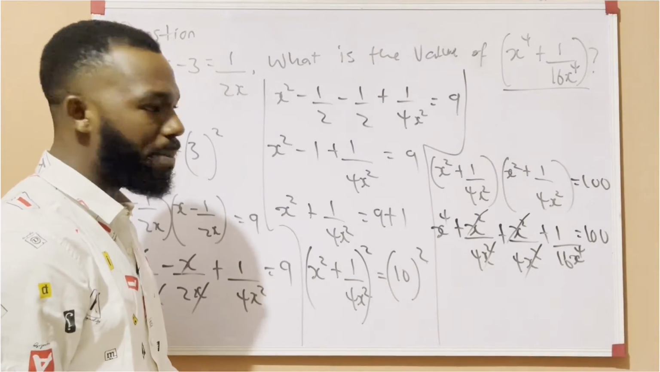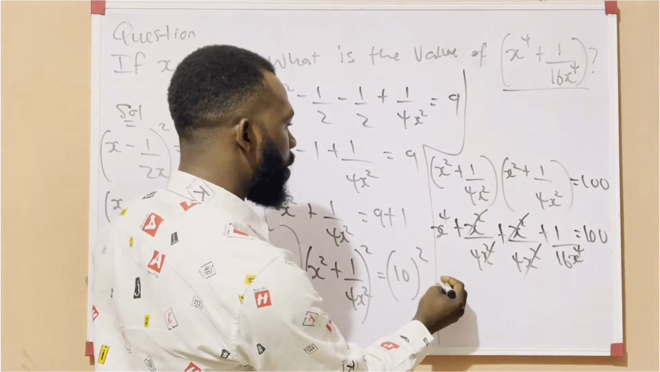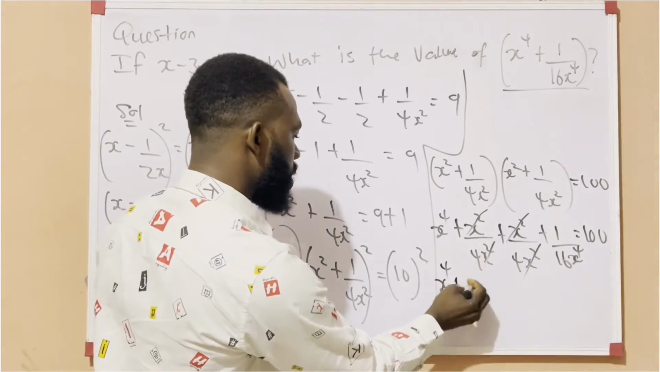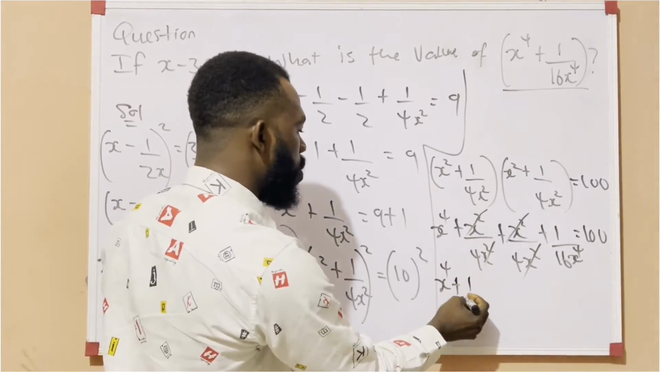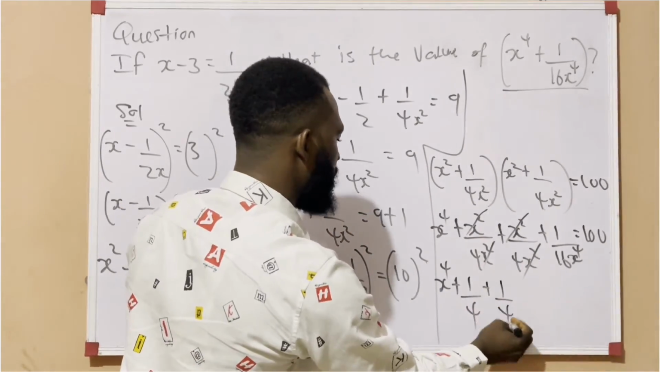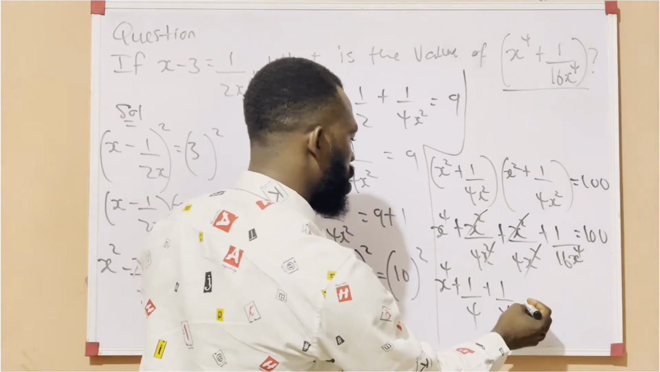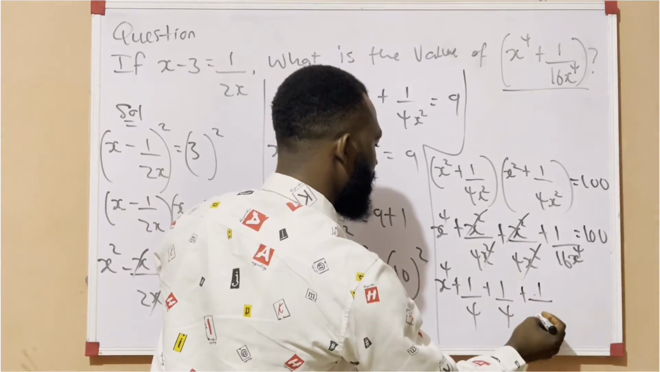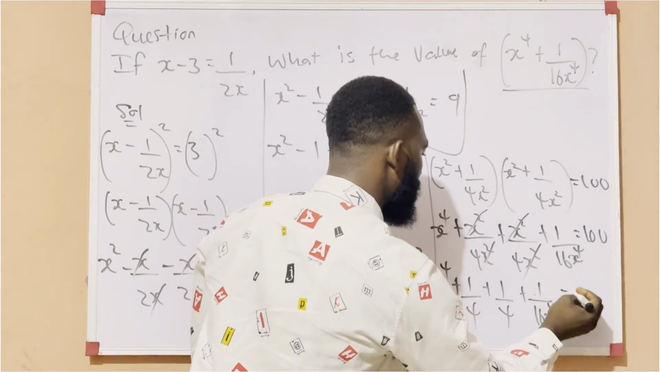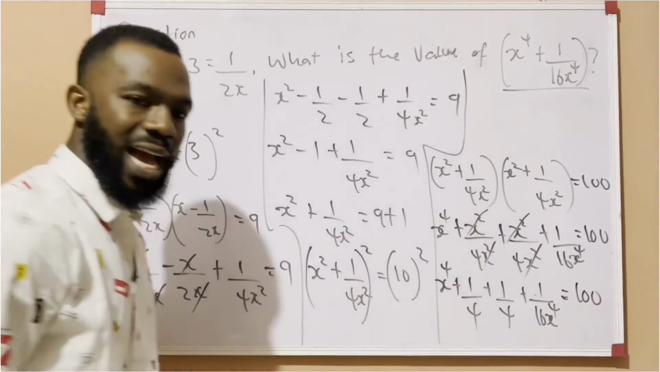So what do I have left? I have x raised to the power 4. Are you with me? Plus, here now becomes 1 over 4, plus again 1 over 4 because there's no more x squared, plus 1 over 16x raised to the power 4, equal to 100. Are you with me?